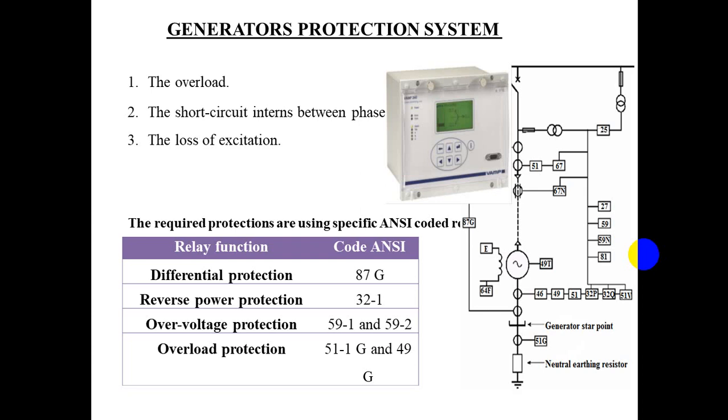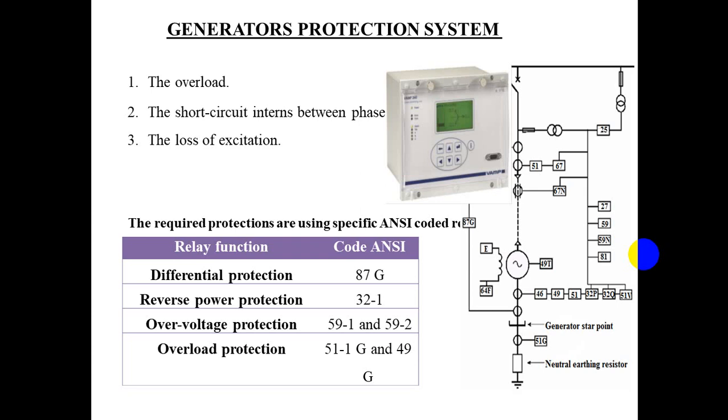Rotor earth fault protection. A single earth fault doesn't create any major problem in the generator, but if a second earth fault occurs, part of the field winding will become short-circuited, resulting in an unbalanced magnetic field in the system, and consequently there may be major mechanical damage to the bearing of the generator.